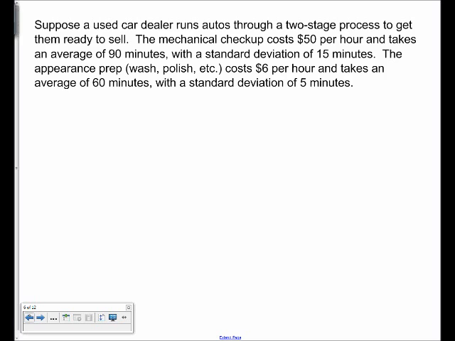All right, and the first question that it asks us to do is to find the mean and the standard deviation for the total time spent preparing a car. Now, you're going to see that a lot of the work we're going to do is going to be very similar to what we did with the roll the dice game. But I want to be very clear that these are two very different types of scenarios.